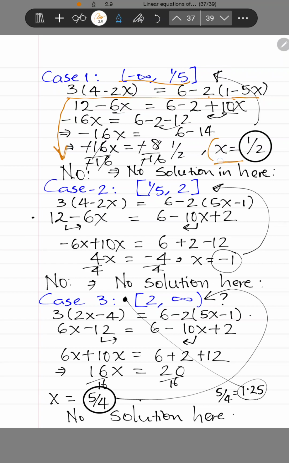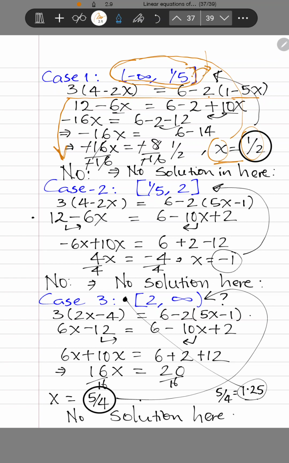So now we have the x value here as 1/2. Is 1/2 a member of the case region or the domain? That is the question. The answer is no. 1/2 is not in here. These are all from minus infinity up to 1/5. 1/2 is greater than 1/5.